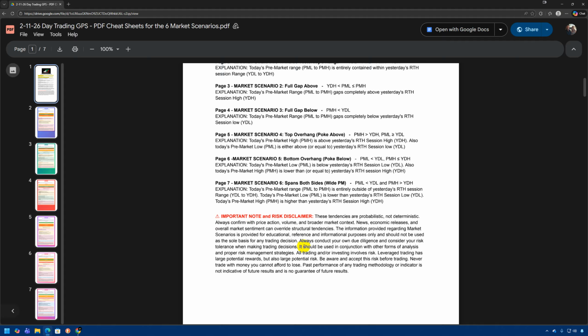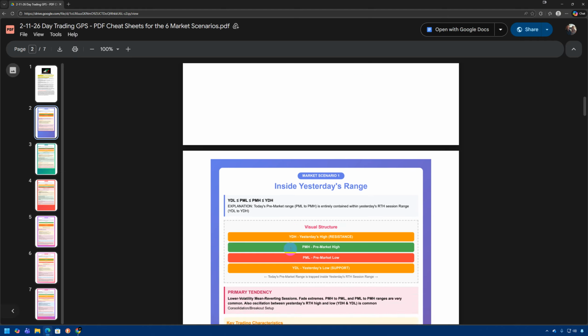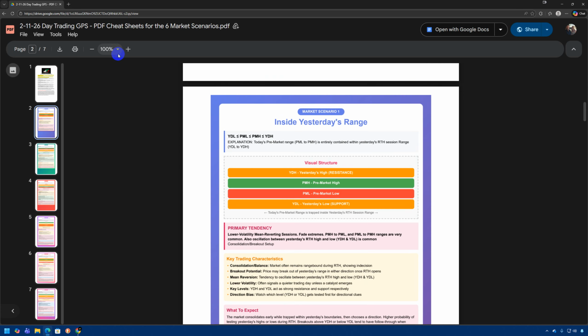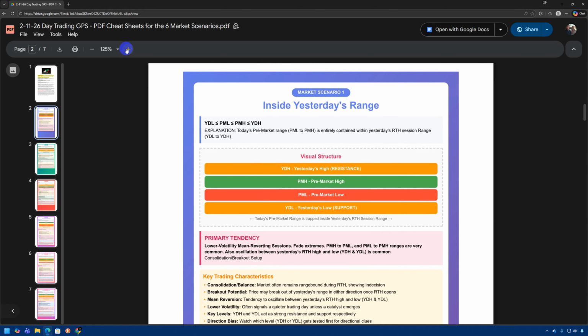Okay, so there's the important known risk disclaimer again. Now we will put this to 125. Like I said, on the cover page, you might want to go to 125 or 150, or something at 125 or above. All right, so here's your cheat sheets here.